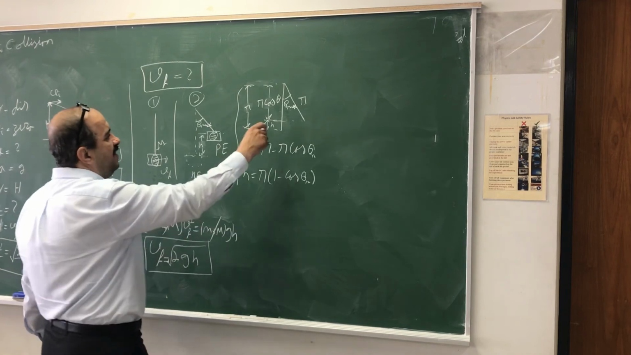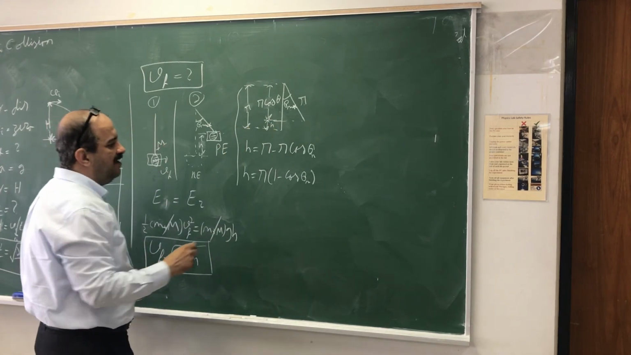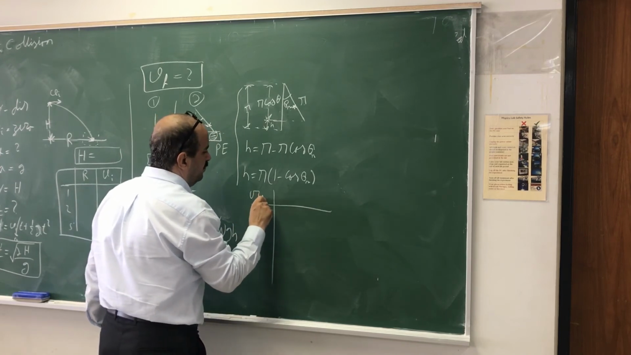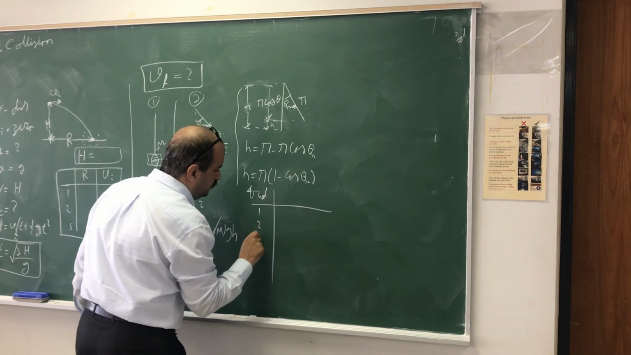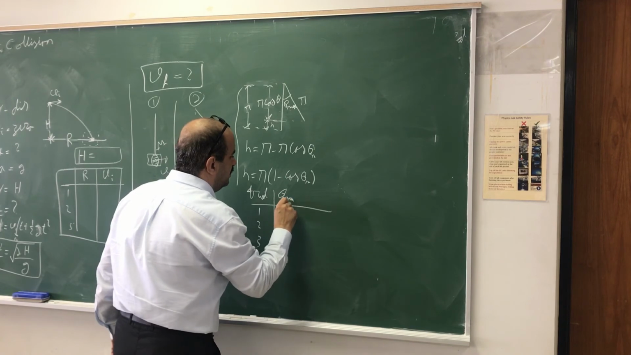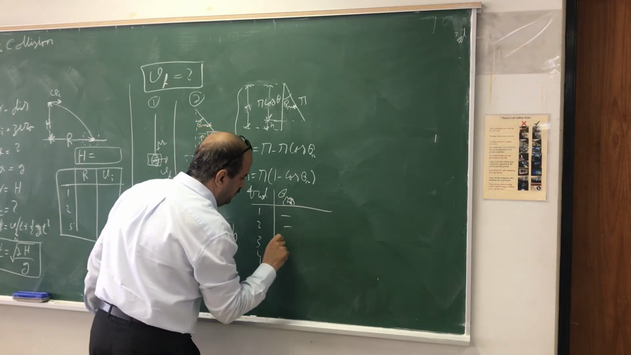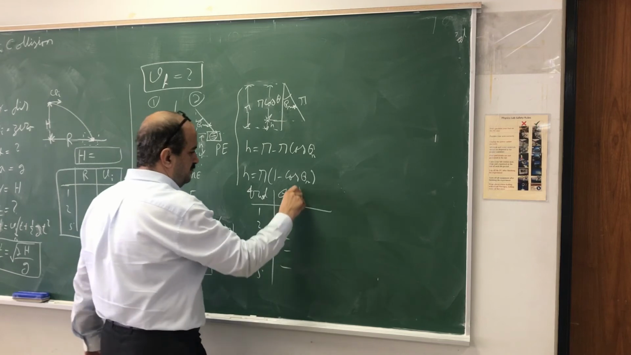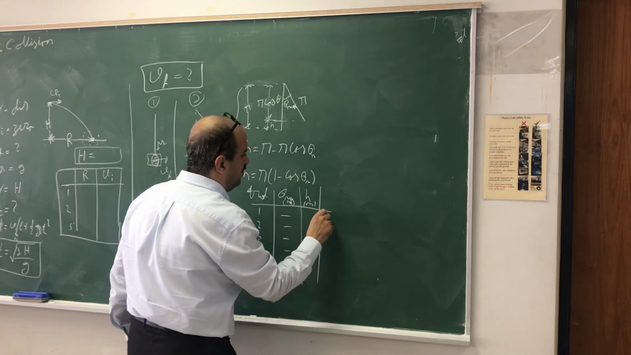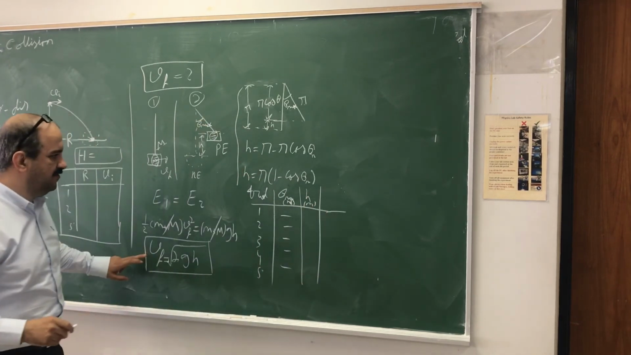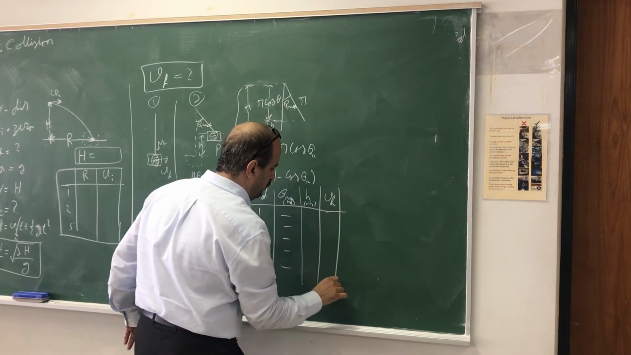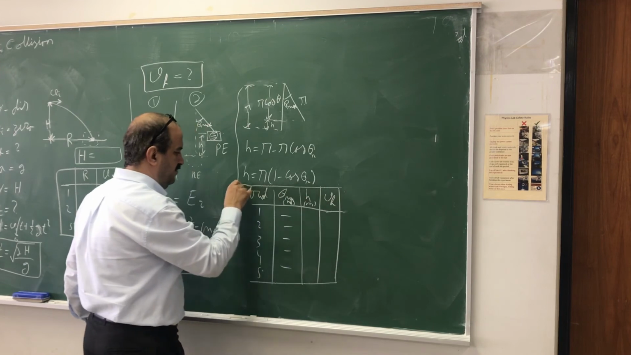We will repeat this 5 times, trials 1, 2, 3, 4, 5, and it will give us the value of theta maximum in radians 5 times. Accordingly, we can measure the value of h in meters. We will have 5 values, then substitute in this equation. We will have 5 values for the final velocity.